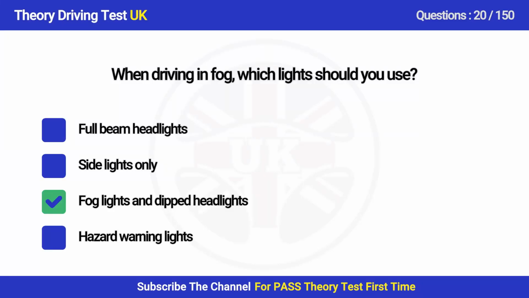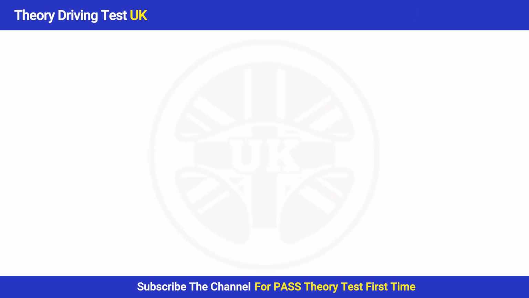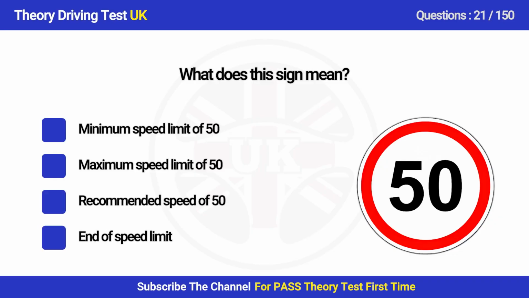Answer is C. Fog lights and dipped headlights. In fog, use dipped headlights to avoid dazzling oncoming drivers and to help them see you. Use front and rear fog lights if visibility is seriously reduced, generally less than 100 meters. Question 21. What does this sign mean?